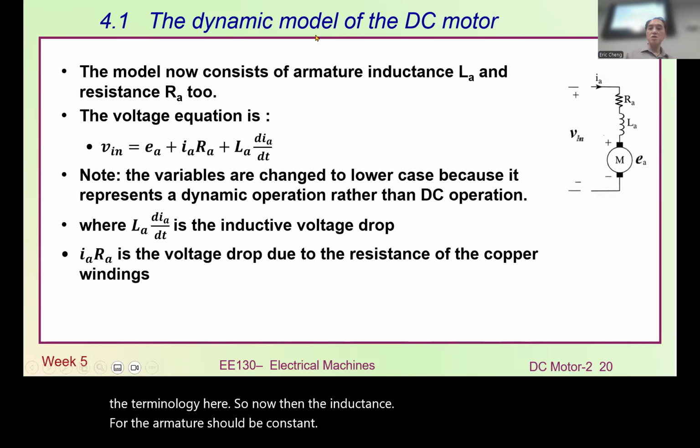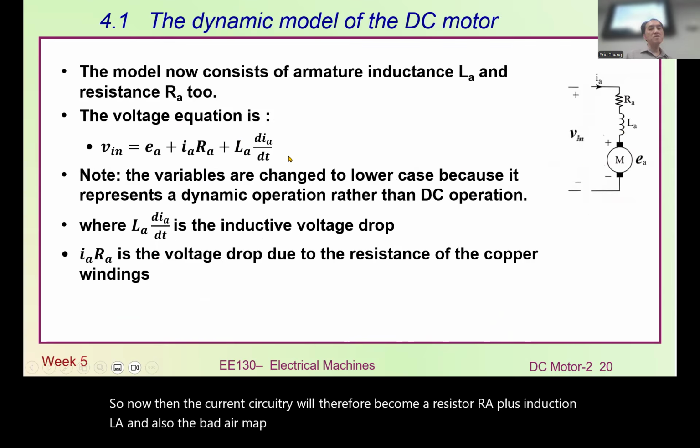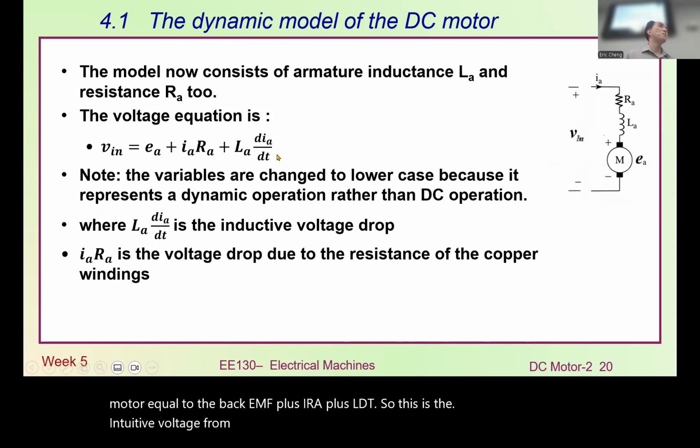So now the equivalent circuitry will become a resistor RA plus inductance LA and also the back EMF. So the new equation will be like that: input voltage to the motor equals the back EMF plus iA RA plus L di/dt. This is the induced voltage from the inductor. This is a very popular equation. I think you all got that.